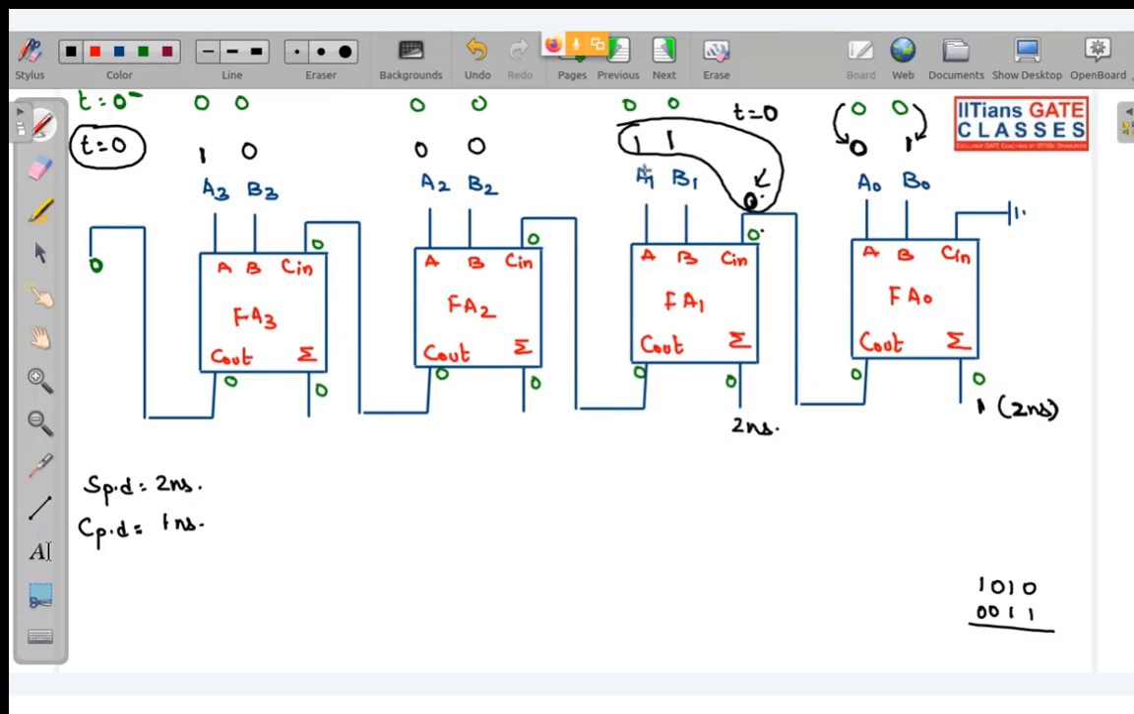Means you can see why 2 nanoseconds. Sorry, not even 2 nanoseconds. I am wrong.